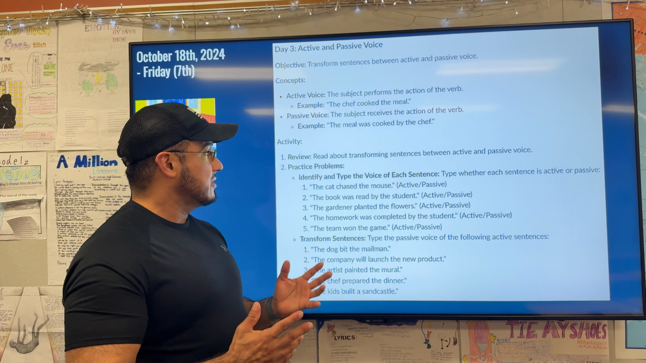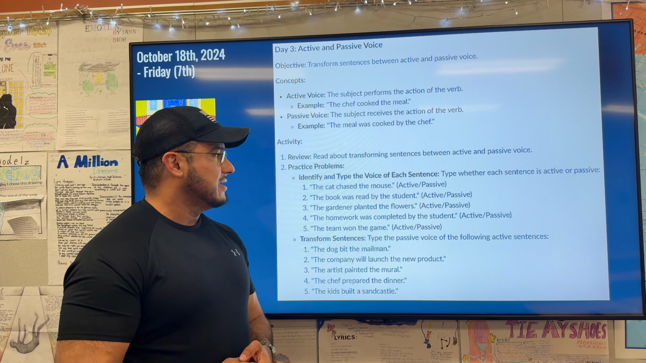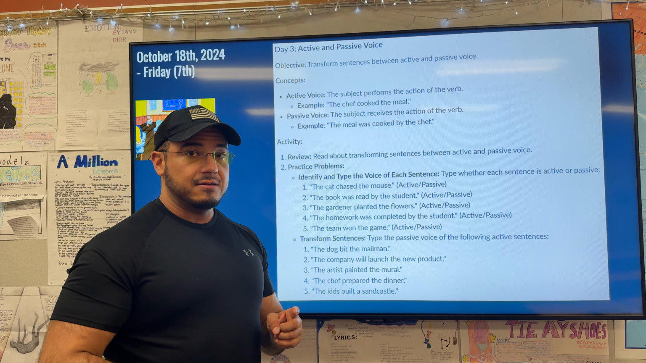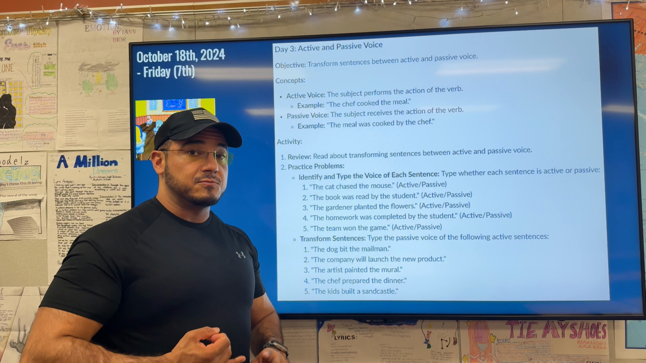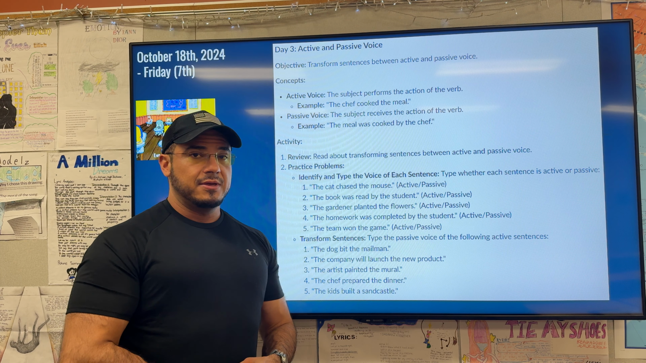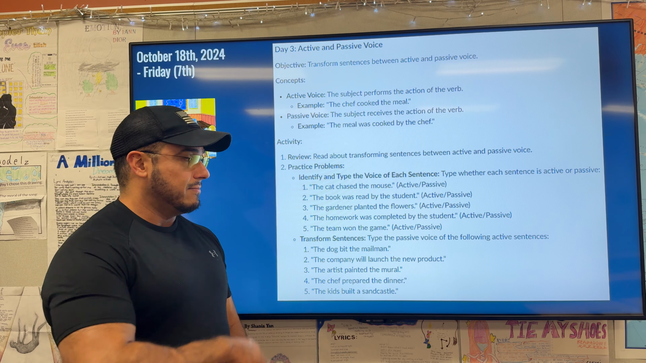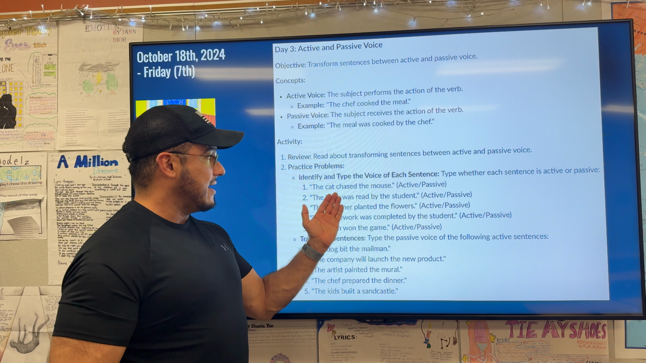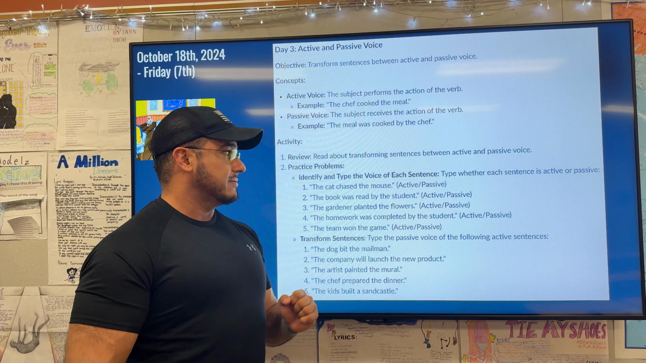Okay, what we're going to do in the following 5 sentences is we're going to identify the construction of the sentence, meaning whether it is written in either active or passive voice form. Let's go ahead and take a look at number 1. The cat chased the mouse.